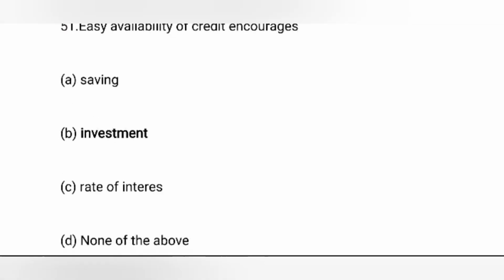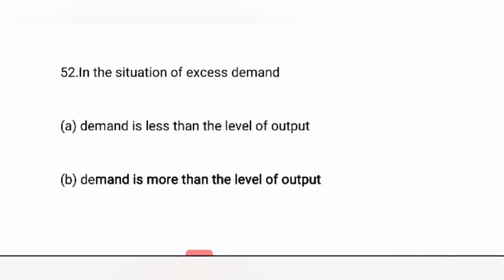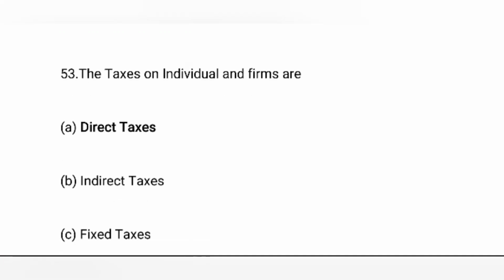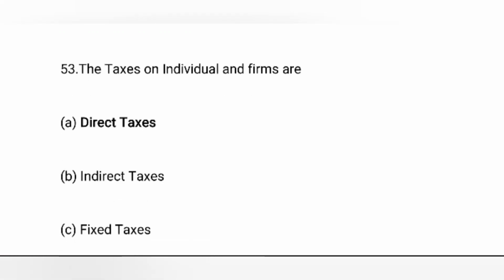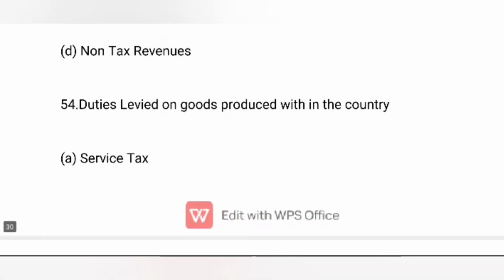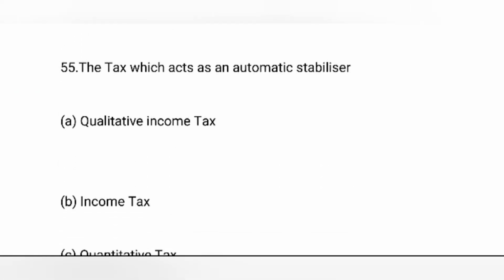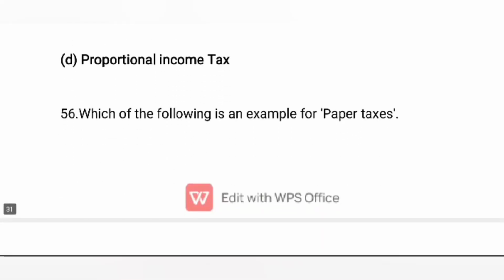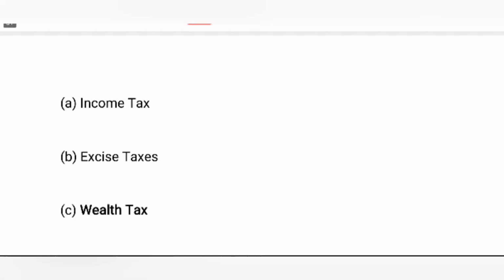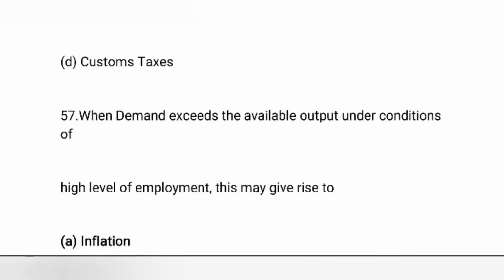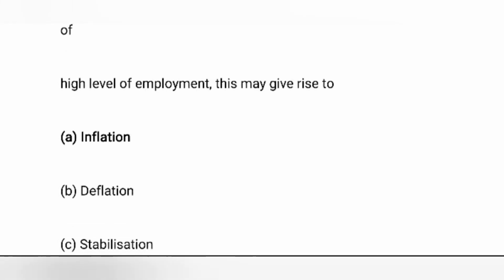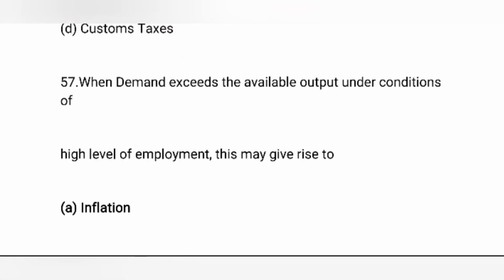Easy availability of credit encourages investments. In the situation of excess demand, demand will be more than production, than supply. The taxes on individuals and firms are direct taxes. Duties levied on goods produced within the country are excise duties. The tax which acts as an automatic stabilizer is proportional income tax. Whenever the income increases, the tax also increases. What is an example of a paper tax? It's wealth tax. When demand exceeds the available output under conditions of inflation. In inflation, demand will be more, but the supply will be less.